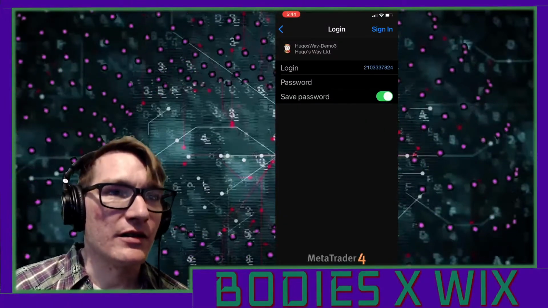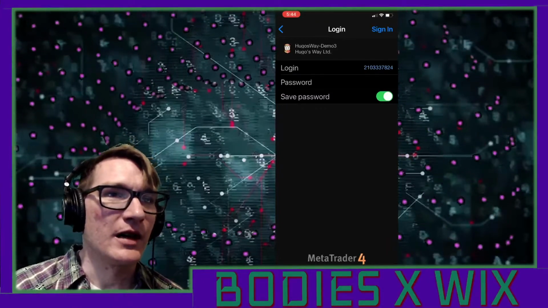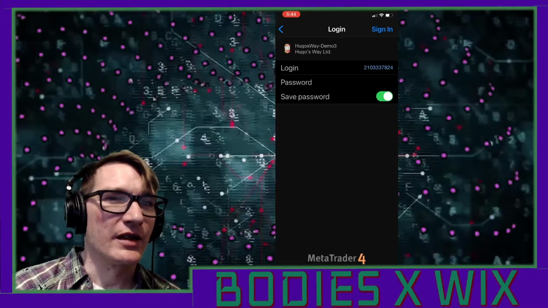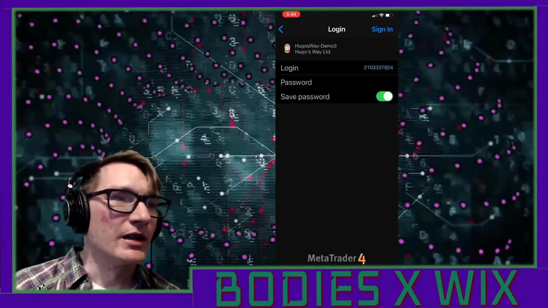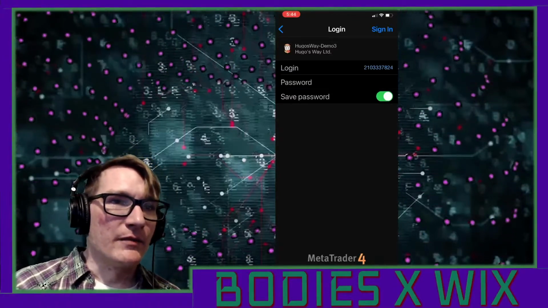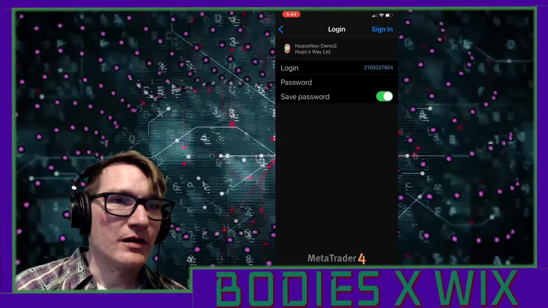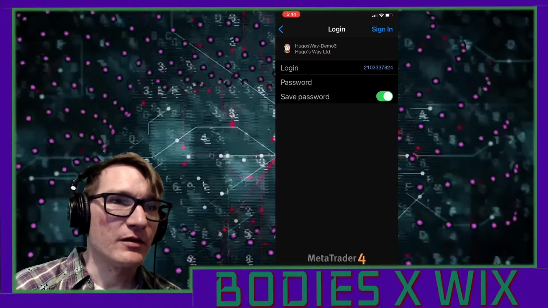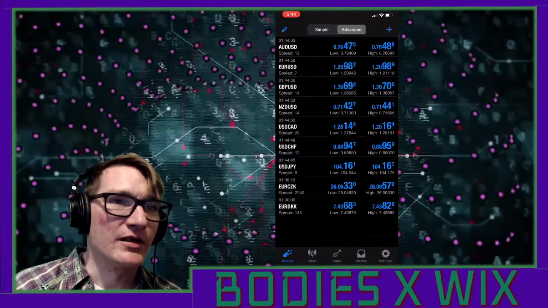Luckily, for some reason, this screen recording only shows the account information. It doesn't actually show me typing in my password, which is really cool. I don't know why the screen recording does that, but I did enjoy that. Now that you have put in your login information and your password, go ahead and hit save password too. That way it remembers you, because if not, you have to put it in again, and it's annoying.